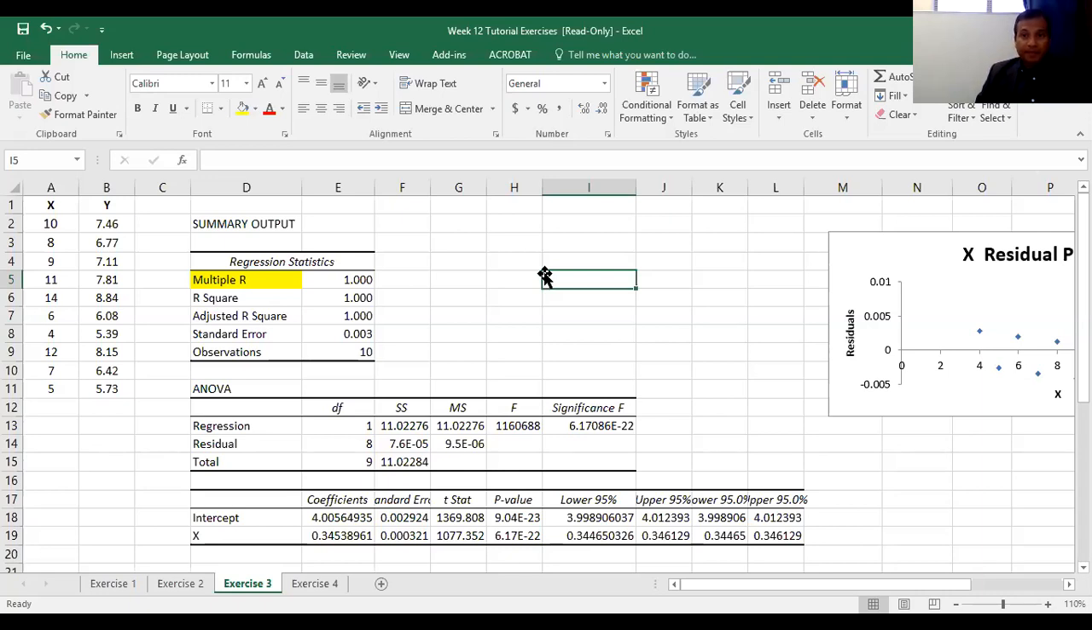Is that clear? Let me see if there is any doubt. You can write in the chat box. Otherwise, I will continue.